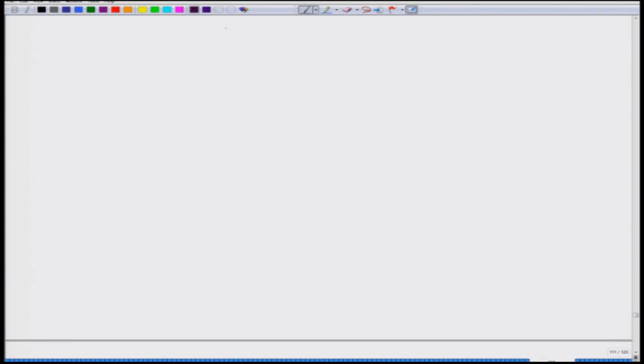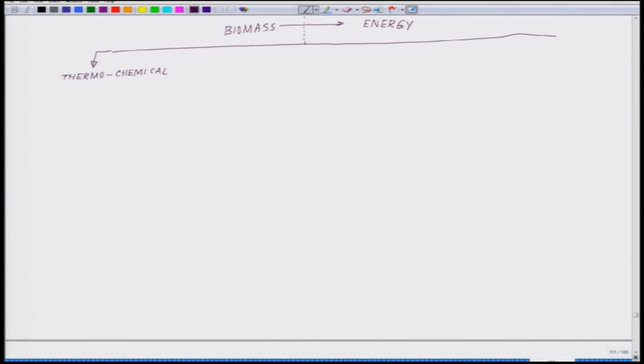So, coming back, you are making energy out of biomass. So, here are the conversion routes. The conversion routes could be classified into three categories. Category one is thermochemical. In depth, we will talk about thermochemical, which I have mentioned several times earlier. And I told you not to get worried, we will come back to this. Okay. Thermochemical is the most popular approach.